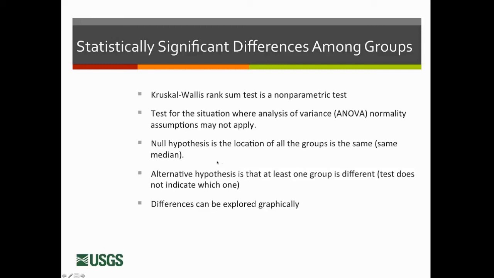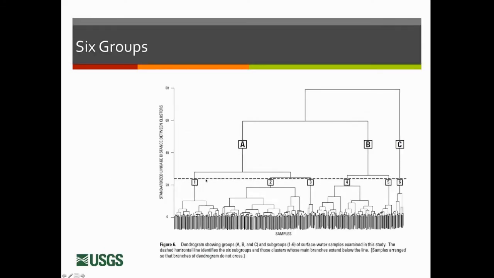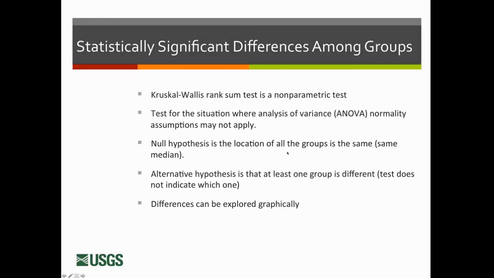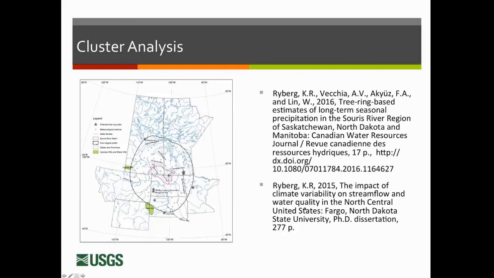The null hypothesis is that across all of these groups, the median is the same, the location, looking at each of those water quality constituents. The alternative hypothesis is that at least one group is different. The test does not tell us which group is different. The differences can be explored graphically, and I'll show you an example of where I did that.